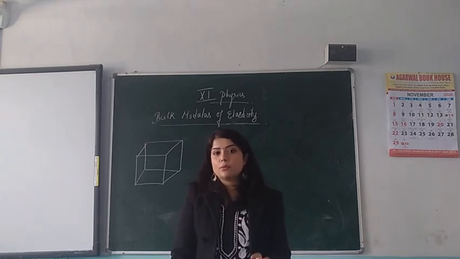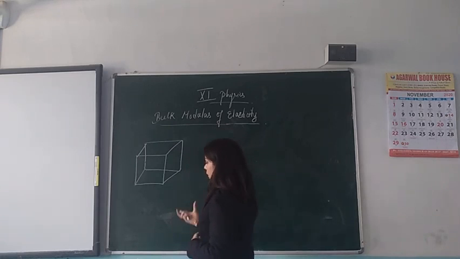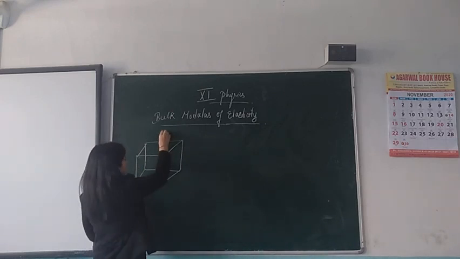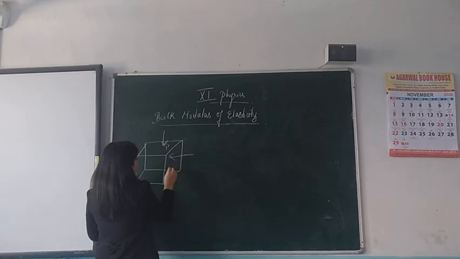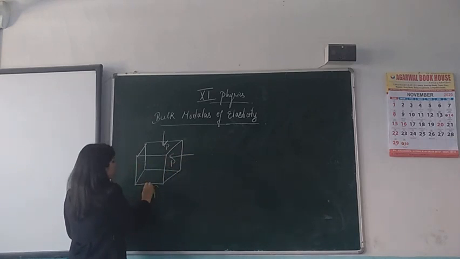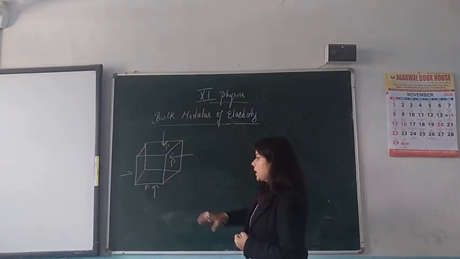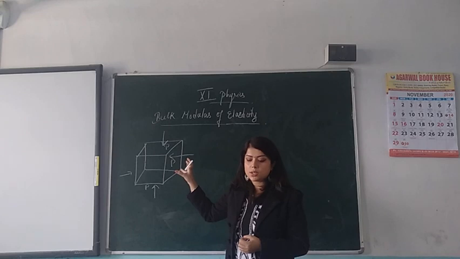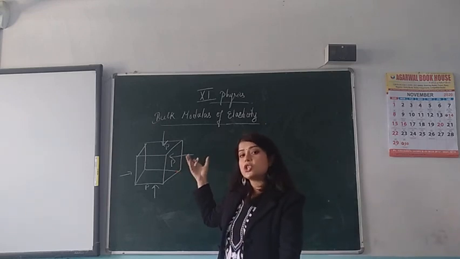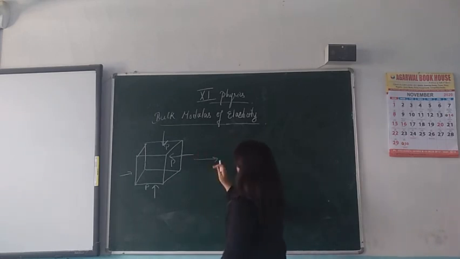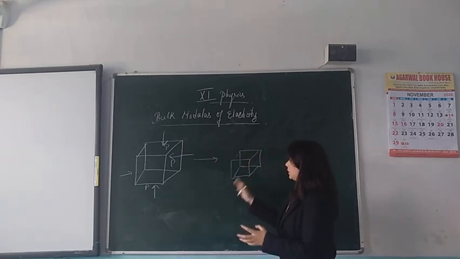Now, what does modulus of elasticity mean? Suppose we have a body of a definite shape, a box of definite shape. If you apply equal pressure on all the surfaces, on all the sides of the box, then the volume of this box will change, but the shape remains the same. So the size will change and it becomes quite smaller than it was.